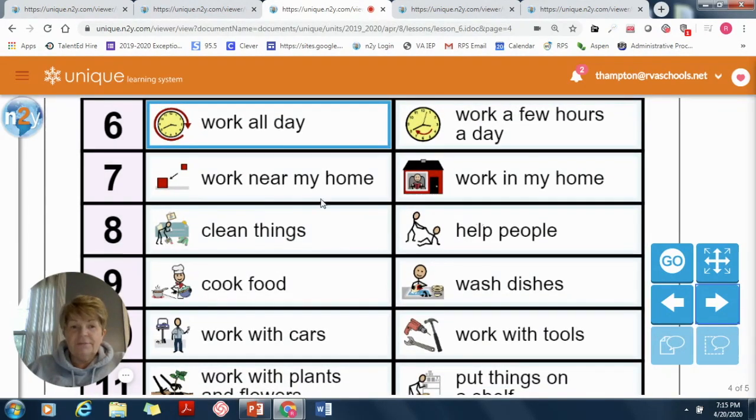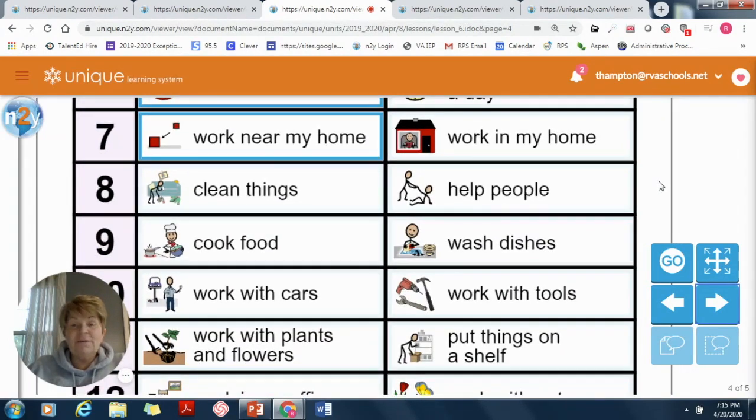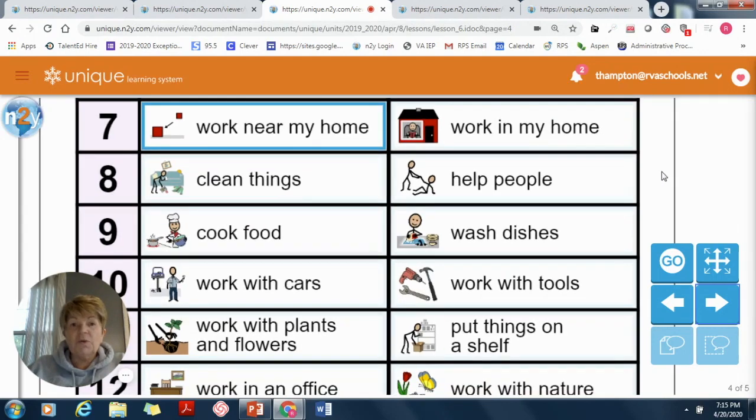Row 7. I would like a job where I could work near my home or work in my home. Well, it's kind of a funny question right now, right? Because we're all working in our homes right now. We're very grateful that we can record lessons and interact with you all in a different way. But in my preference, I would like to work near my home. Then I could see people, I could see my students, I could be a part of the whole school community.